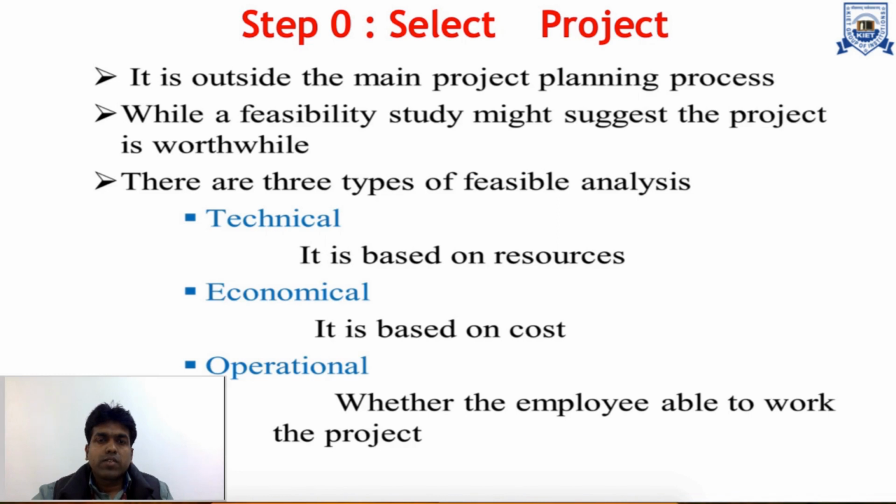We do it in three ways. First one is technical analysis, that is feasibility analysis based on resources. Second one is economic, that is based on cost. So we also see the costs and all which are involved. And the third one is operational, meaning whether the employees in that organization are able to do that project, and able to complete that project on time or not.